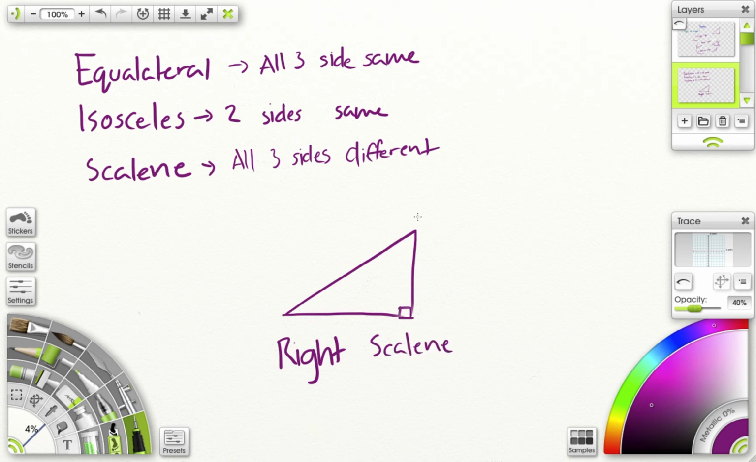I will sometimes just see a triangle that looks like this with that little box in the corner, or I'll see those little ticks. But in this case, I could clearly see that it was a scalene triangle without needing the ticks. So that's a right scalene triangle. Let's try labeling a few more.